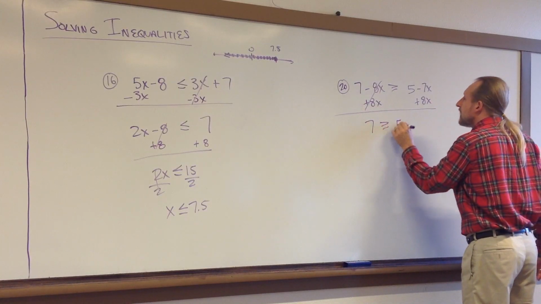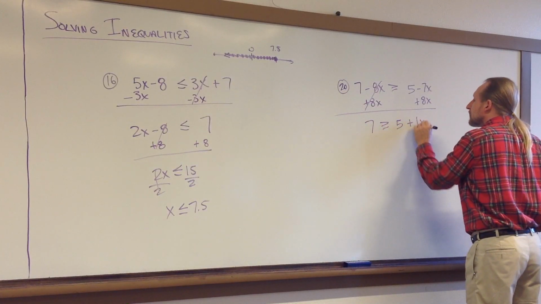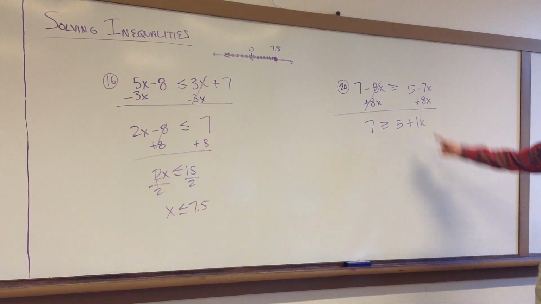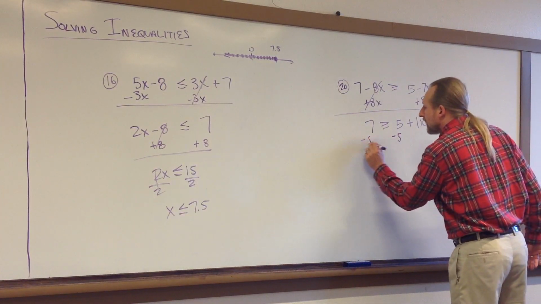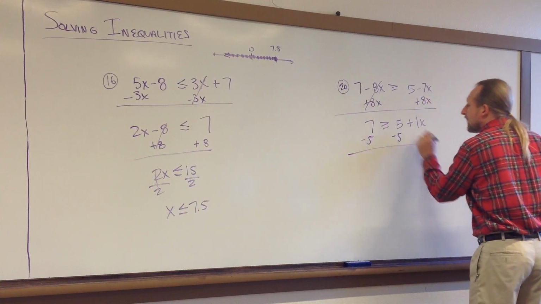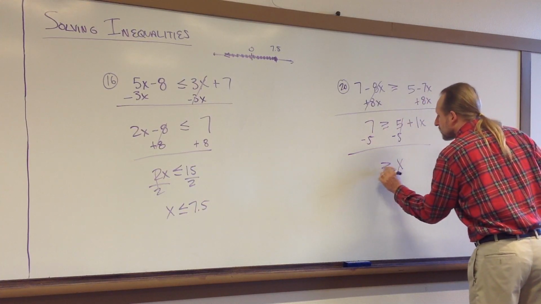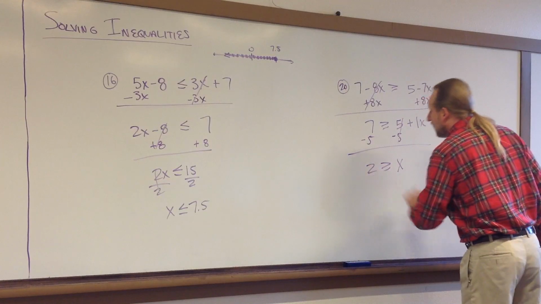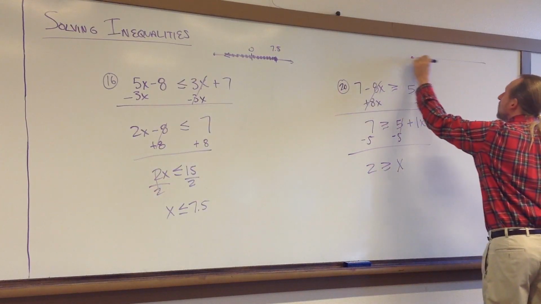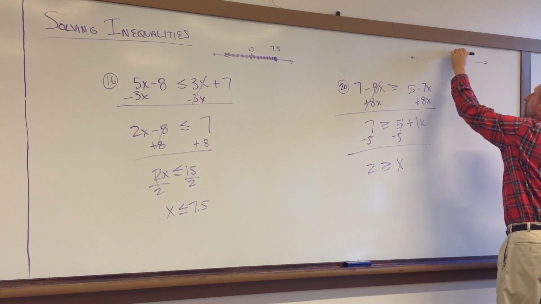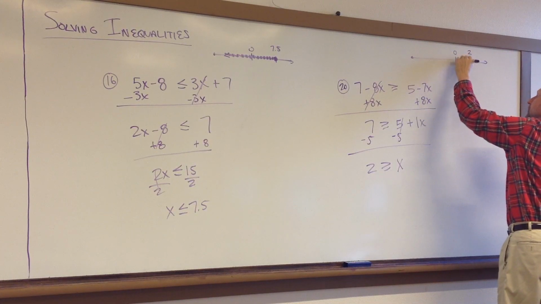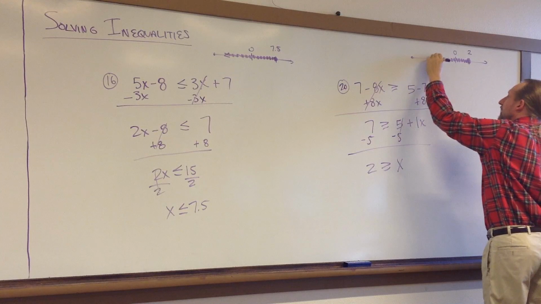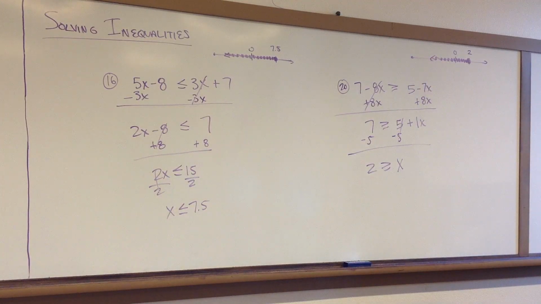So there's the 7. That stays the same. 5 plus 1x. And you don't have to put the 1 there if you don't want to. And then we'll subtract 5 on both sides. This will be x. That stays the same. X less than or equal to 2. So there's our 2, less than or equal to, and then everything to the left of 2.